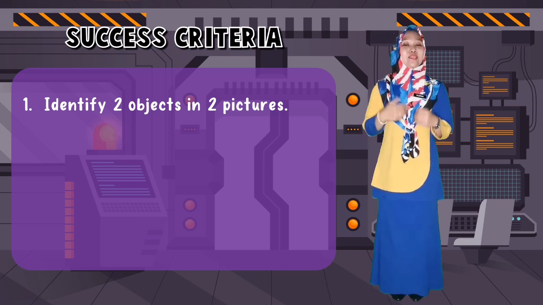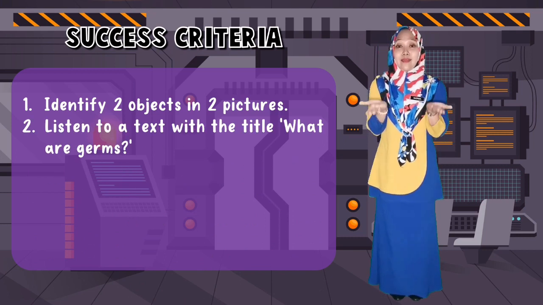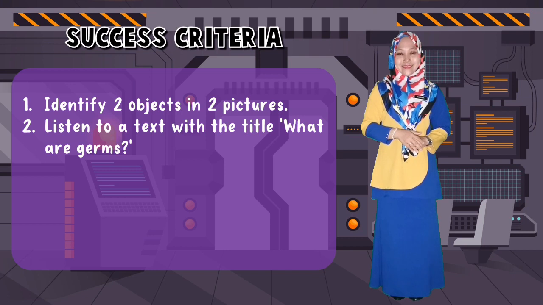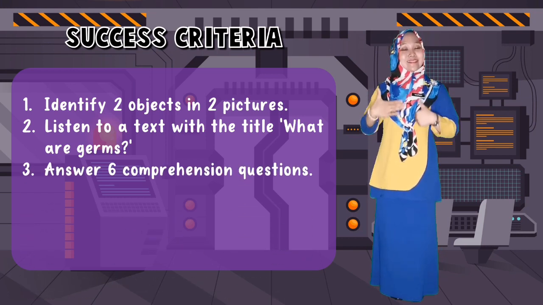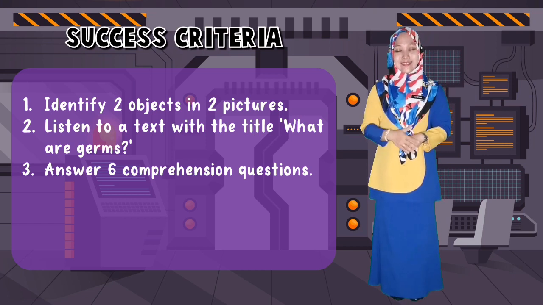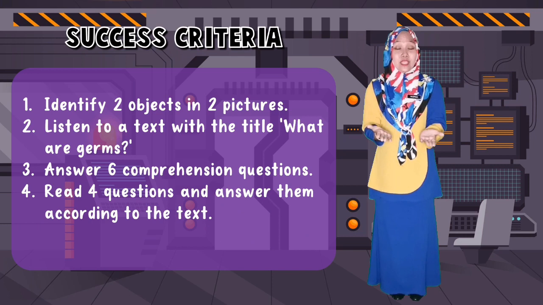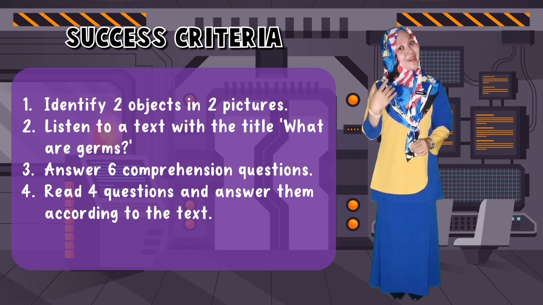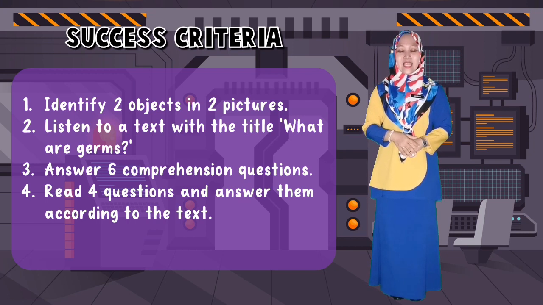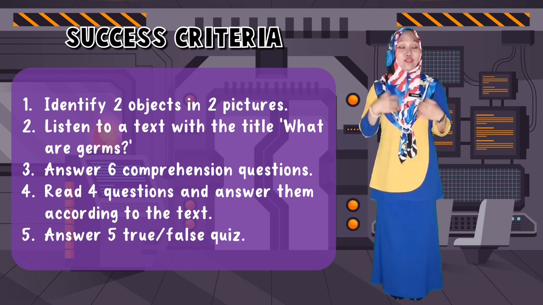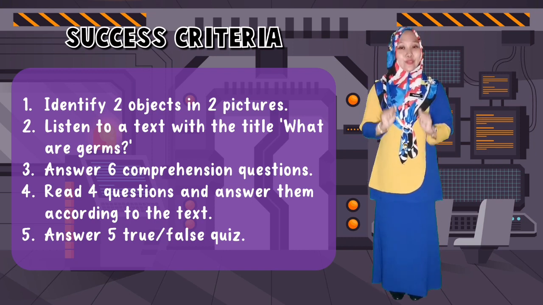Number 2, you can listen to a text with the title, What are germs? Number 3, you can answer 6 comprehension questions. Number 4, you can read 4 questions and answer them according to the text. And number 5, you can answer 5 true-false quiz.